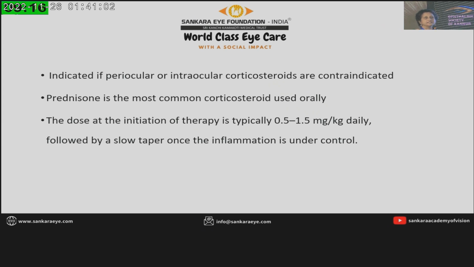It is also indicated if at any time the periocular or intraocular steroids are contraindicated. And of course, all of us know the drug commonly used is prednisolone, used orally for uveitis. The dose usually is initiated at 0.5 to 1.5 milligrams daily, followed by a slow taper once the inflammation is under control.